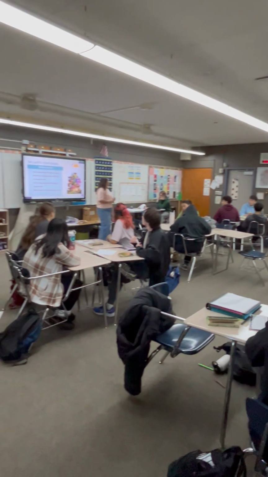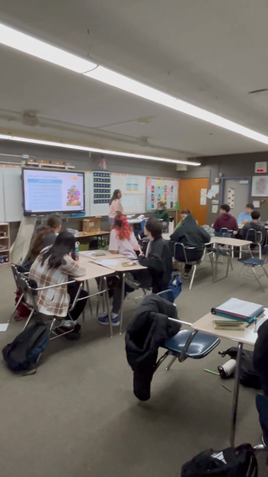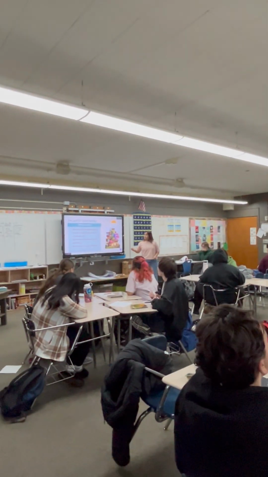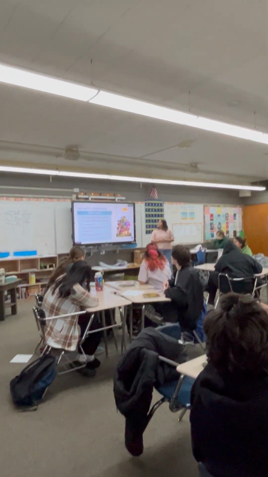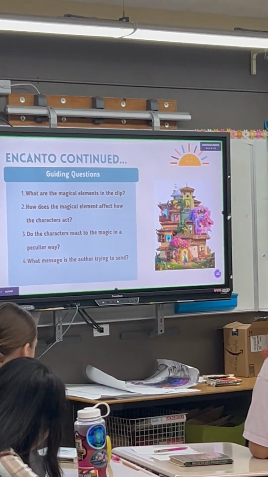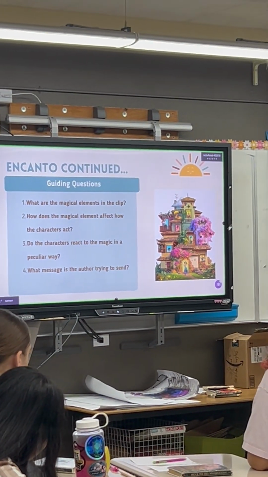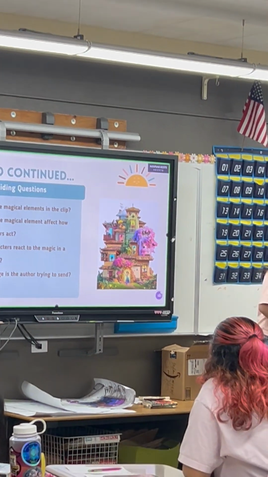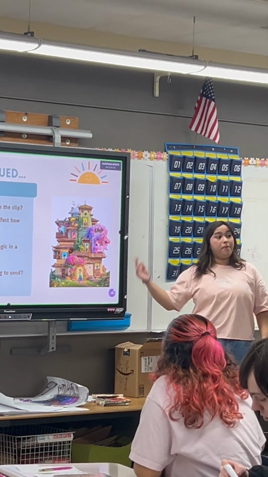I'm gonna watch a clip from Encanto, but I wanted to show you guys the questions I had first, so you can kind of think about them as we watch. We're going to talk about the magical elements in the clip. How does the magical element affect how the characters act? Do the characters react to the magic in a peculiar way? And what message is the author trying to send? So we play the clip now, and then we'll come back to these questions later.